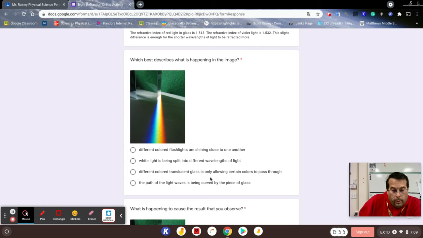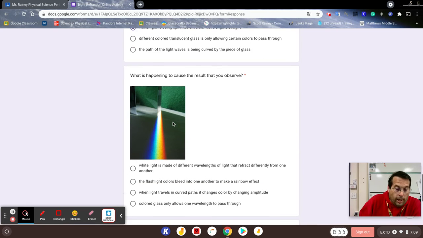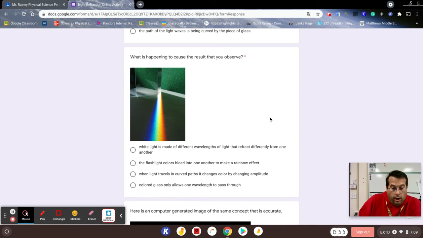We see that as it's going through a prism, white light is being separated, split into different wavelengths of light based on the amount of refraction each wavelength goes through, which is our next question. What is happening to cause the results you observe? White light is made of different wavelengths of light that refract differently from each other, and that is the actual answer.